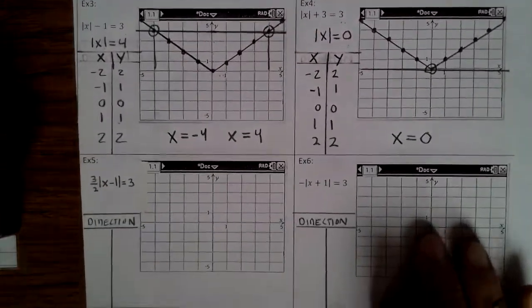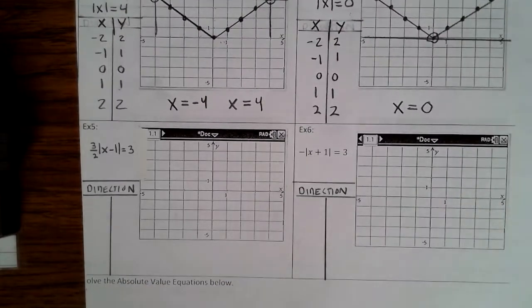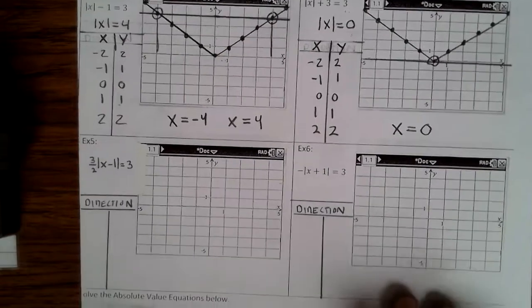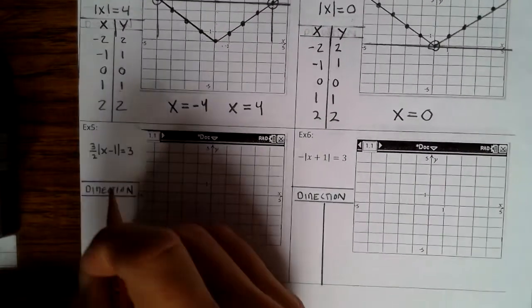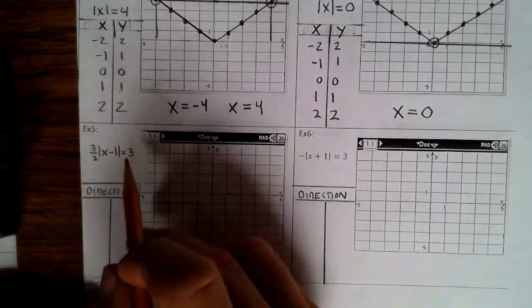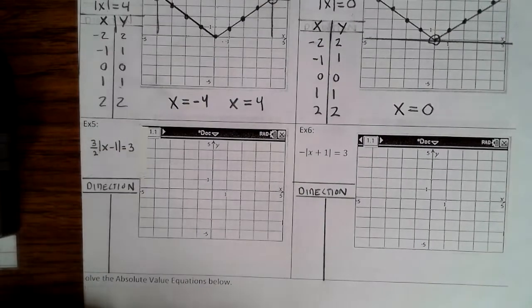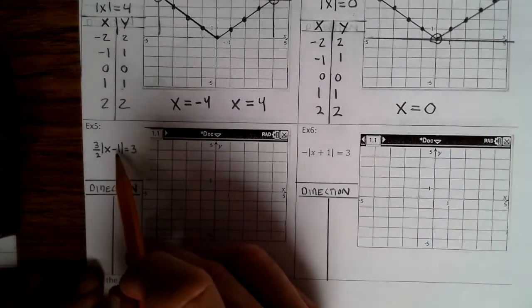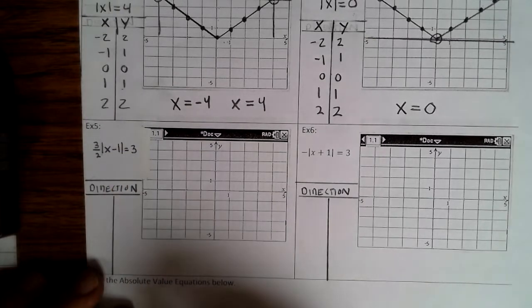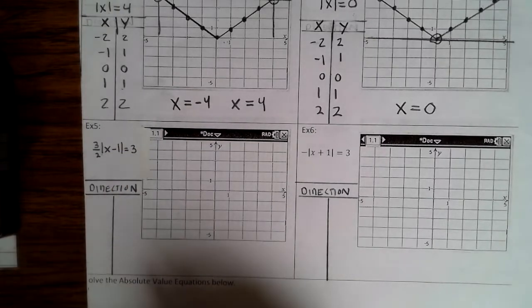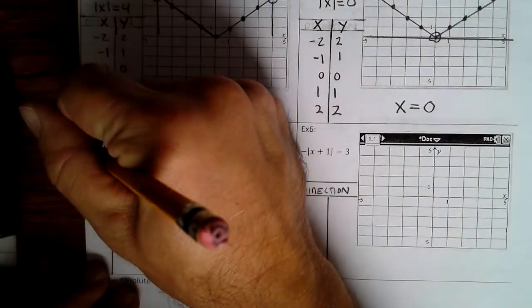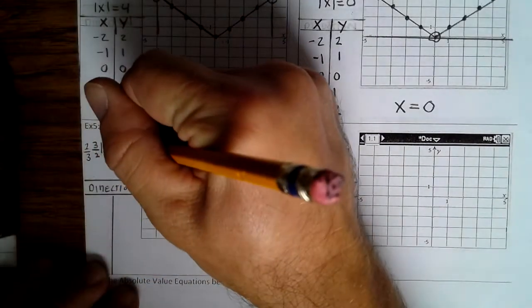All right, let's take a look at example 5. Now, I think somehow this equation got cut out or removed, so we're just going to write it in. So the equation is 3 halves, absolute value of x minus 1 equals 3. Okay, now first up, we need to isolate the absolute value. So what we need to do is multiply both sides by 2/3.